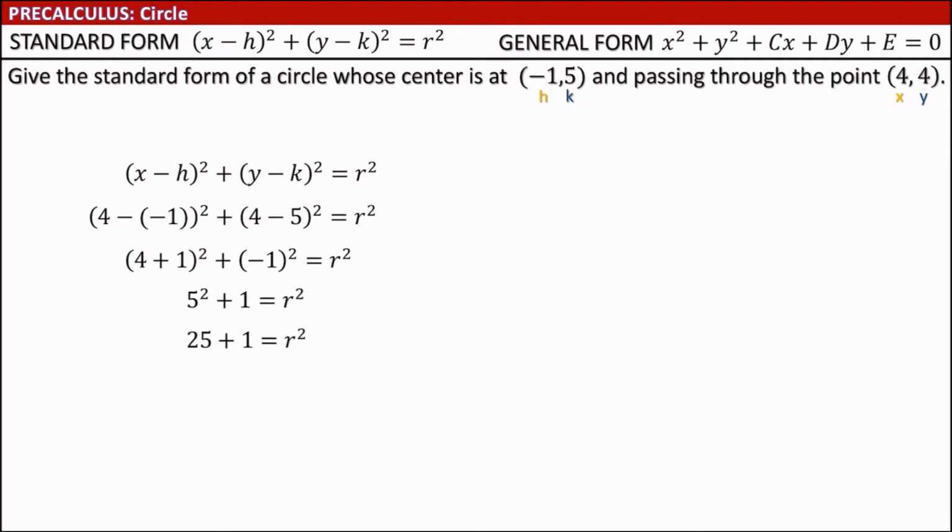5 squared is equal to 25. 25 plus 1 is equal to 26. 26 is equal to r squared. Hindi na natin kailangang kunin ang square root ng both sides kasi sa ating standard form, meron ng r squared.